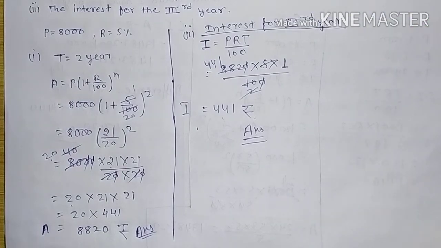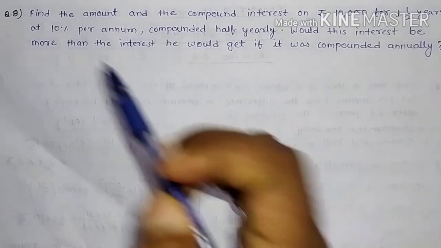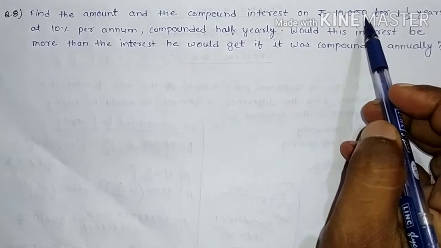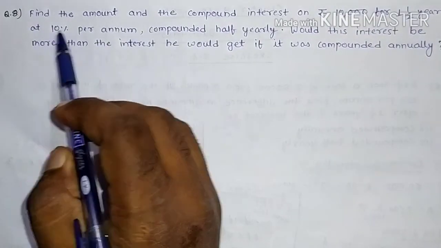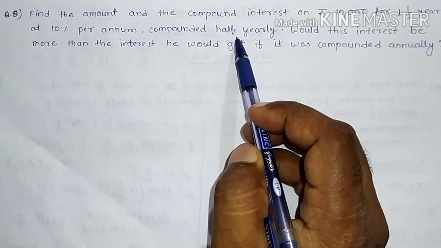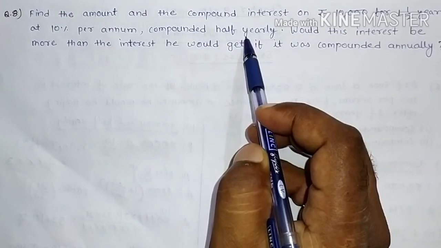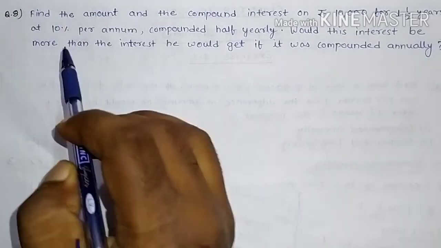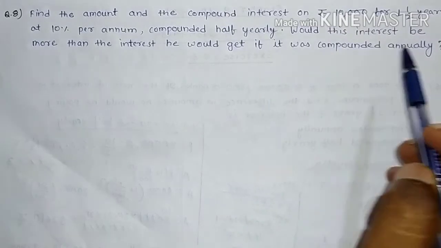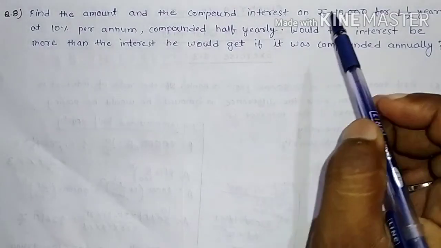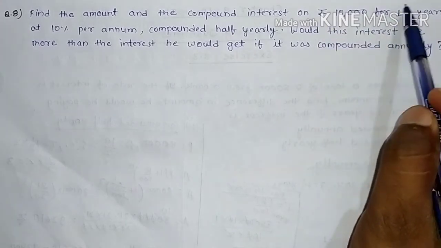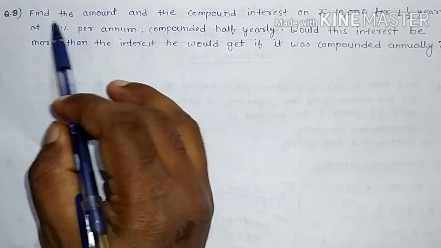Now the next question, that is question number 8. Find the amount and the compound interest on rupees 10,000 for 1.5 years at 10% per annum compounded half yearly. Would this interest be more than the interest he would get if it was compounded annually? So here the principal is given 10,000, time is 1.5 year, and rate of interest is 10% per annum is given.